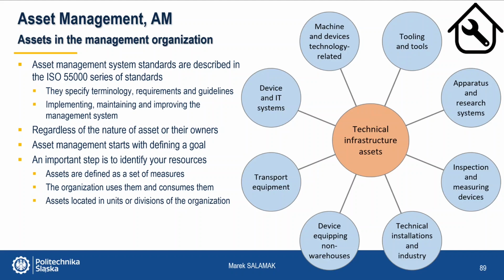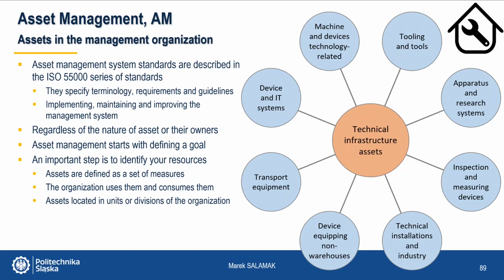We can use the asset management system standard described in the ISO 55000. They define the terminology, requirements, and guidelines for implementing, maintaining, and improving an effective asset management system, regardless of the nature of these assets or their owners. Asset management in any organization, like road or rail administration, must begin with understanding and defining the organization's purpose and context. Another crucial step is identifying the set of assets.